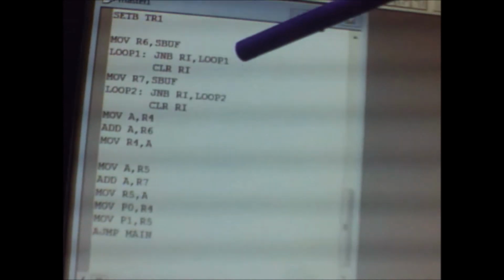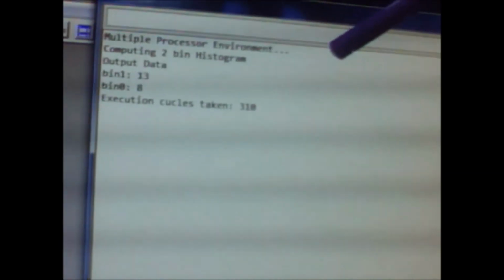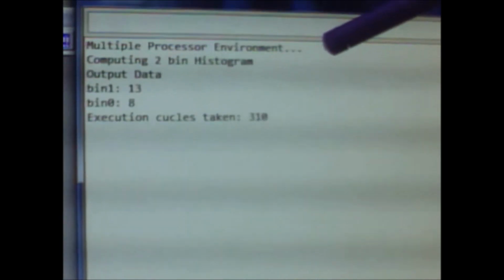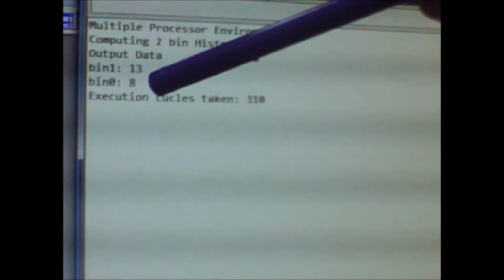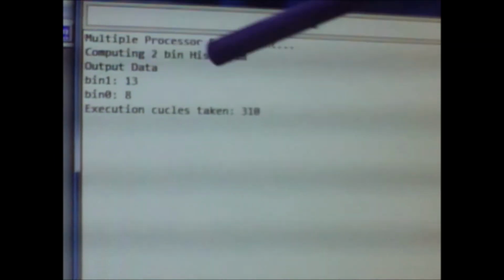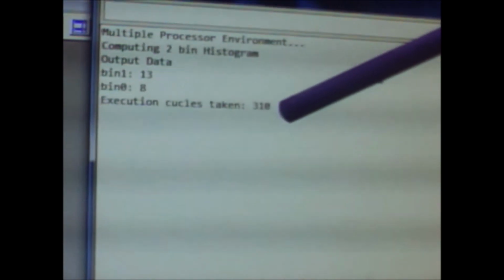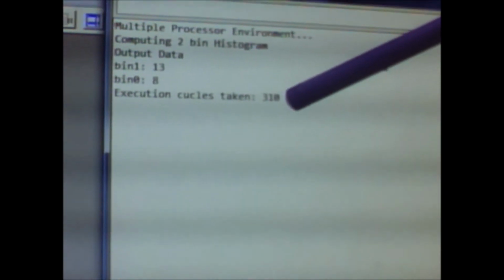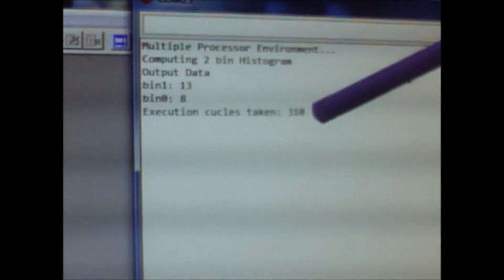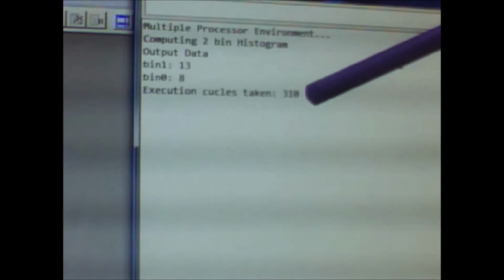Now coming to the output of the system, here is the part of the code where the master communicates with the slave to get the data produced by the slave, and then does the final processing over the data. Here is the output, again shown on the virtual COM port monitor with the help of the MSP430. Again we can see the output is the same as produced in the single processor environment, but the execution cycles taken are reduced from 420 to 310, thereby improving our system by 110 execution cycles.